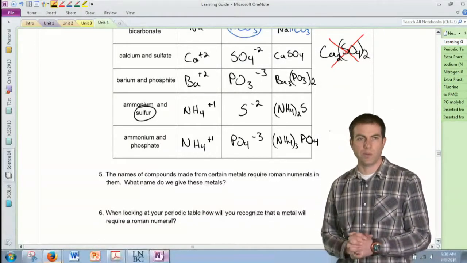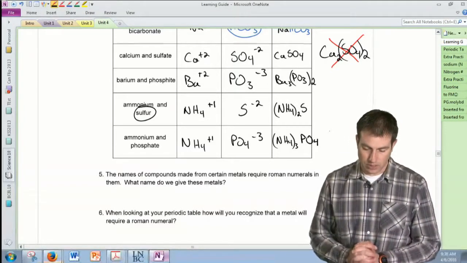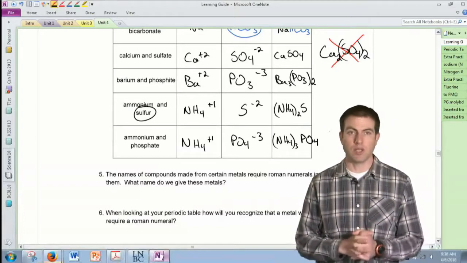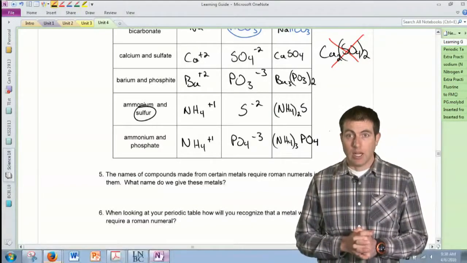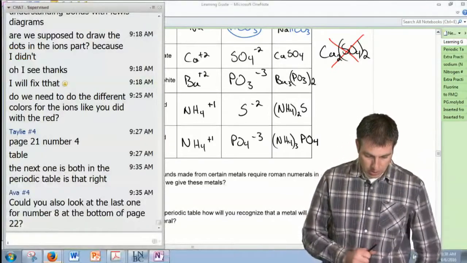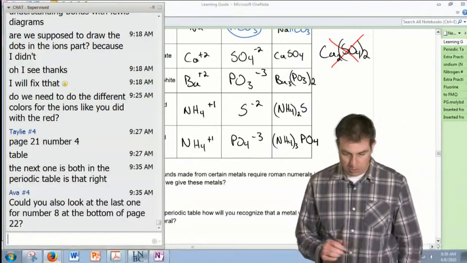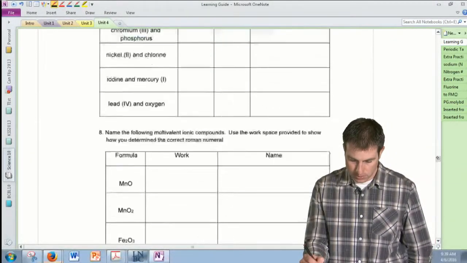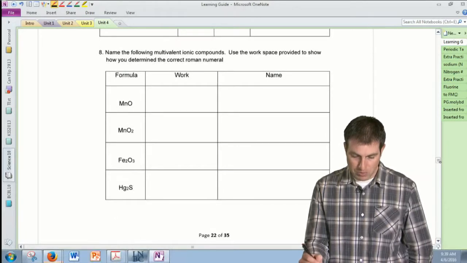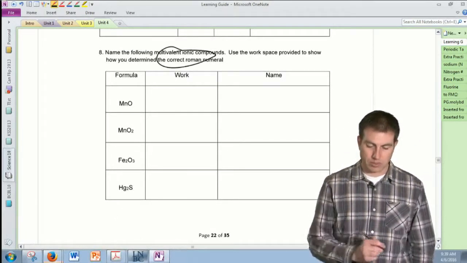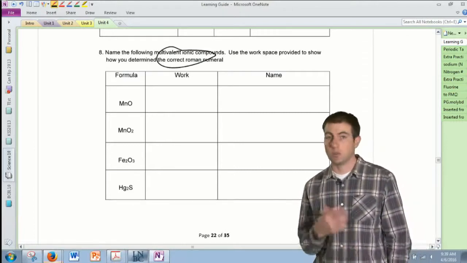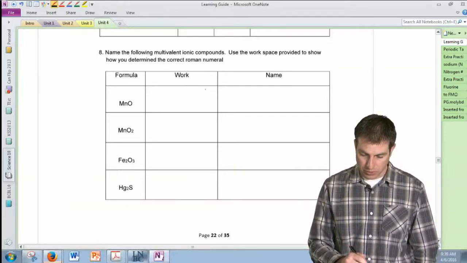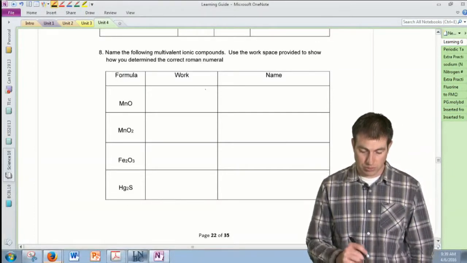So there we go. That's the first question. The first examples you guys have seen of this stuff. If you're still kind of a little bit lost, that's okay. We'll get there. There was one extra question that came up here. Could you also look at the last one for number 8 at the bottom of page 22? Name the following multivalent ionic compounds. So we see the word multivalent. These are ones with more than one charge. And Hg is mercury. Use the workspace provided, show how you determined that.